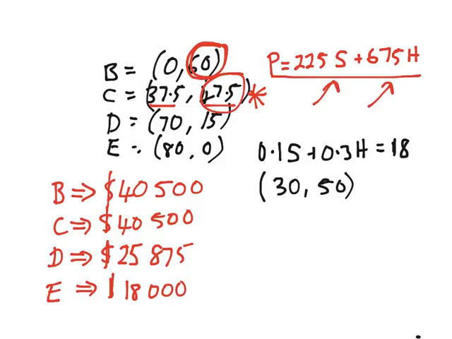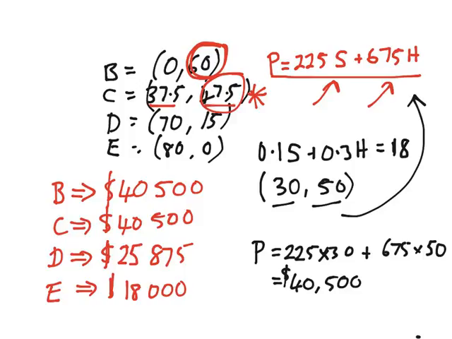The point 30, 50 lies along that line from B to C, and putting 30 and 50 into the profit equation also gives a profit of 40,500. So that's how you do the excellence type part for that question. Good luck and all the best.